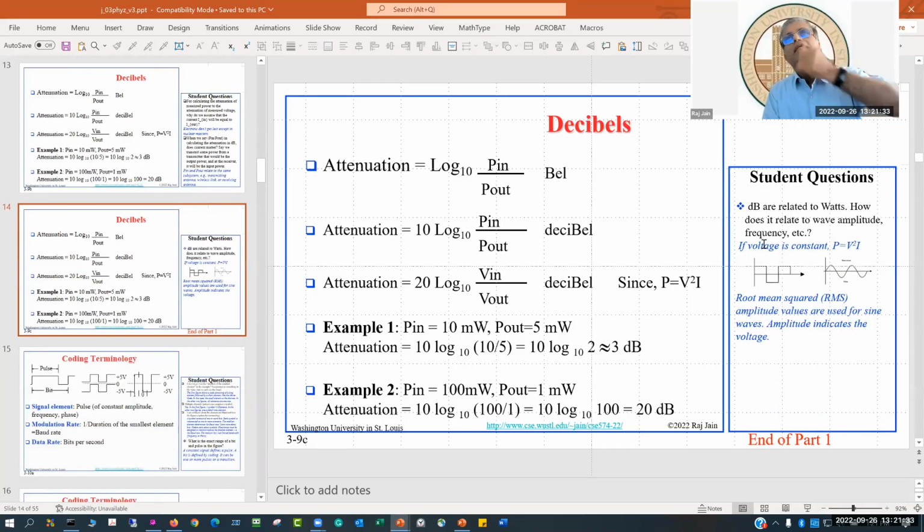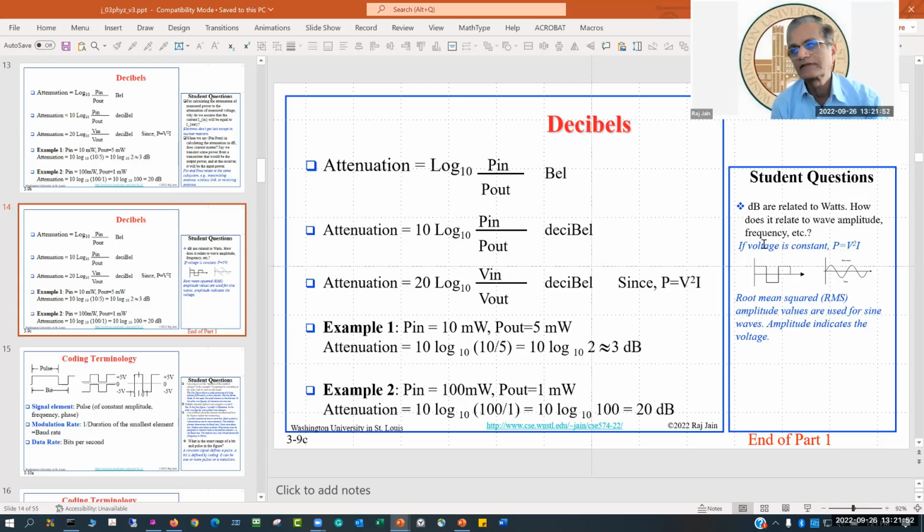10. How are dBs related to watts? How does it relate to wavelength, amplitude, frequency, etc.? If the voltage is constant, you can calculate the watts from the formula P is equal to V square I. Now, this is all physics, by the way.